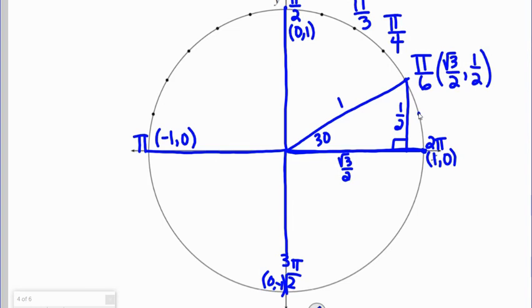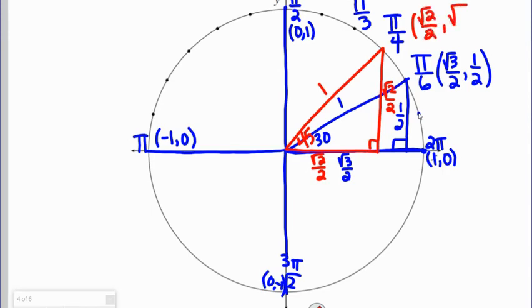We can do the same thing for pi over 4. That represents that 45, 45, 90. Again, I'm not going to draw it all in here. Actually, I can use a different color. For 45, again, this is 1. This is square root 2 over 2, and this one right here is square root 2 over 2. So the x is square root 2 over 2, the y is square root 2 over 2.